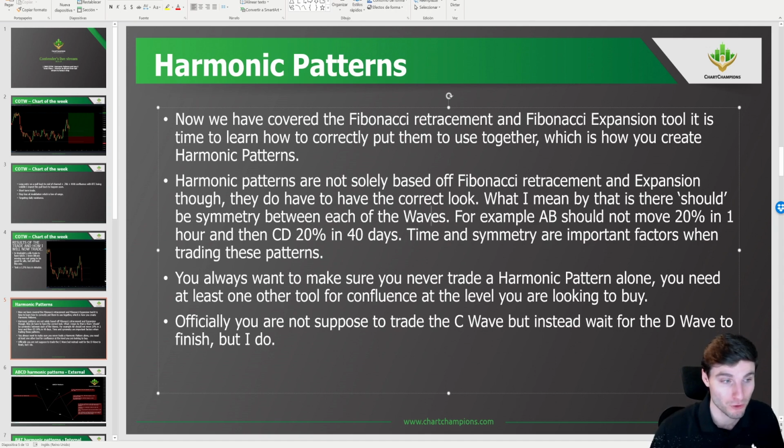Time and symmetry are important factors when trading these patterns, because if it doesn't have a good look, then it can be classed as invalid. So just bear that in mind.